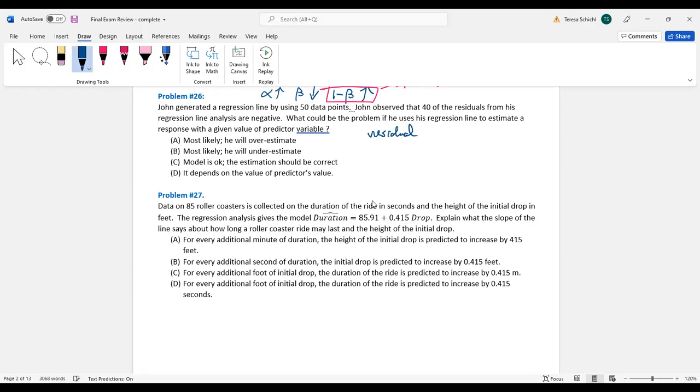Okay, so in here, because it said 40 of the residuals, we know the residual is what? It is y observed minus y predicted, right? So let's say all these residuals are negative. What does that mean? Let's take a look. If these points, for example, are my observed points, and now I'm finding a regression line, then for y predicted, y minus y predicted is most often less than 0. That means this will be my prediction line, right?